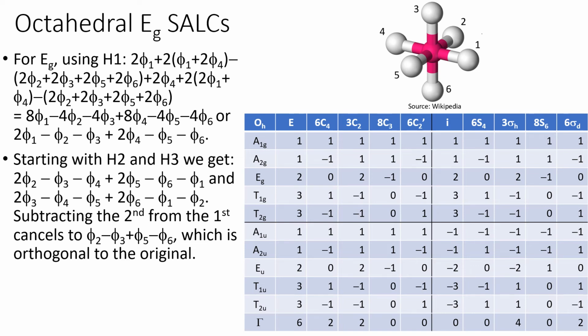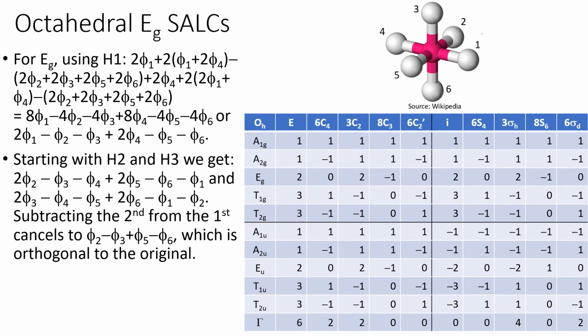And so again, playing around with these, if we subtract the second one from the first one, then we get some cancellation, and that would leave you with phi 2 minus phi 3 plus phi 5 minus phi 6. And what's nice about this is that this turns out to be orthogonal to the original one.